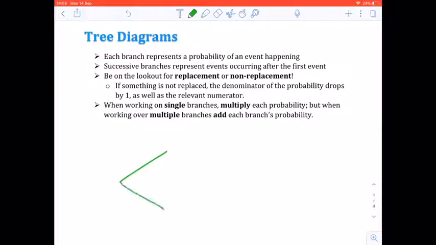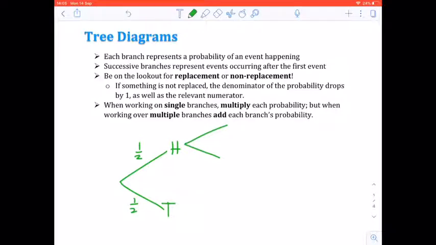So we start there and we build a branch. So we have a head or a tail. And in tree diagrams, we also put the probability on that branch. So the probability of getting a heads on a coin toss is a half, and likewise a half for the tails as well.